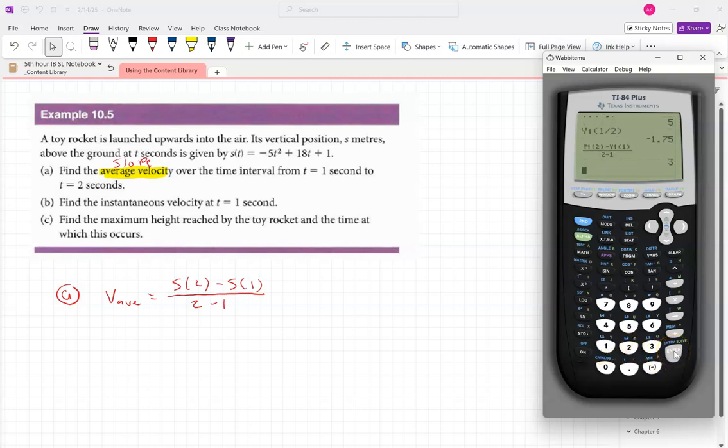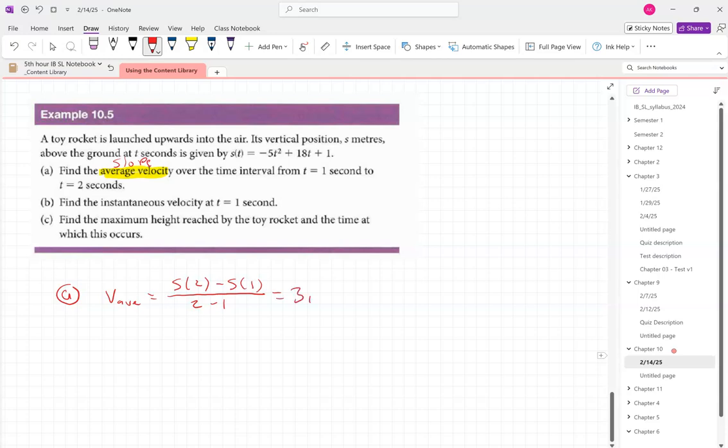So that's 3 meters per second. Part B says find the instantaneous velocity at t equals 1 second. When you hear instantaneous, what are you thinking? You should be thinking derivative.